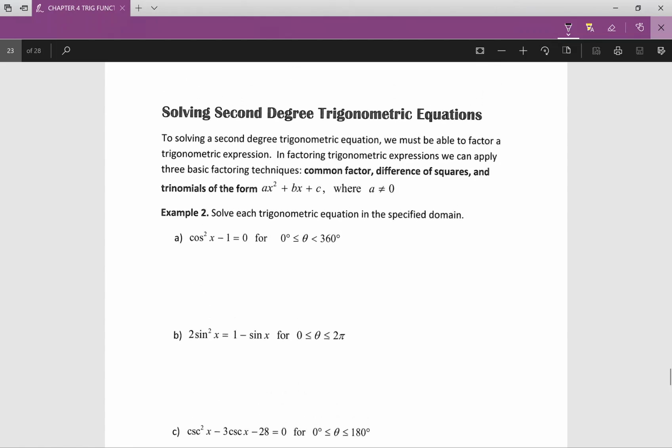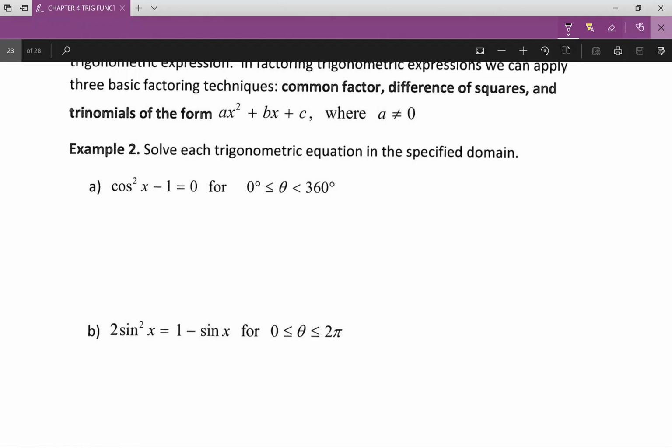The last thing that we have to get through is just solving second degree trigonometric equations. Now, realistically, this is almost the exact same as when you were solving regular quadratics back in Math 20 and a bit in Math 30. There's just that one little extra step at the end where you have to address the trig. So, solve each trigonometric equation in the specified domain.